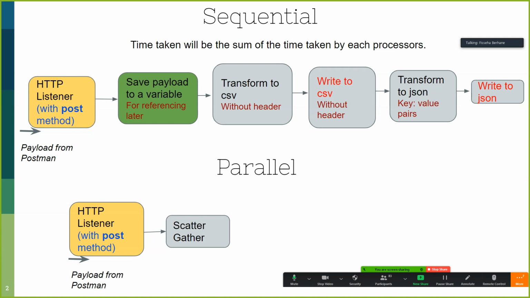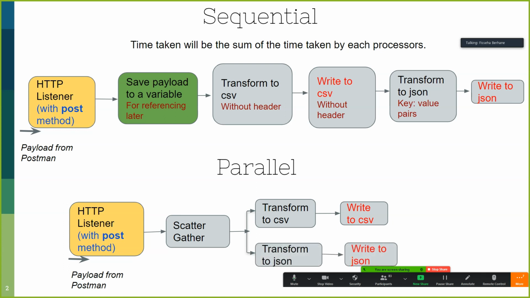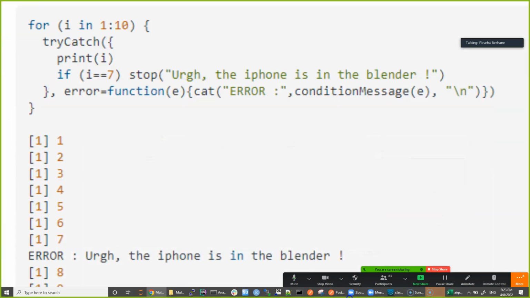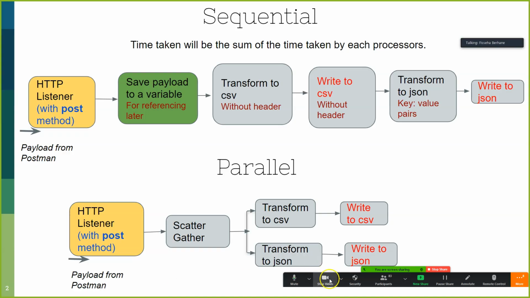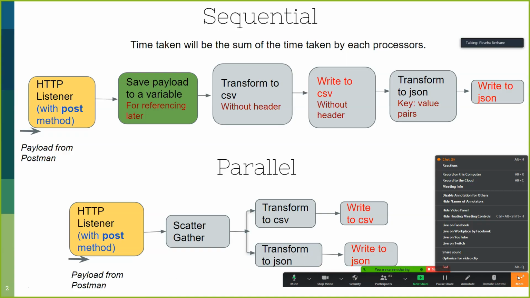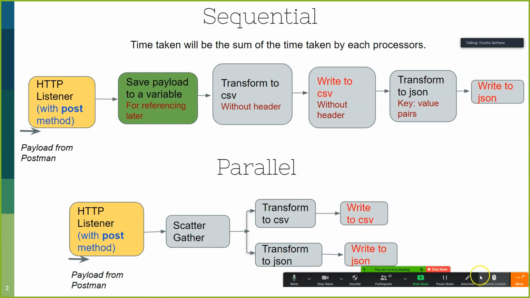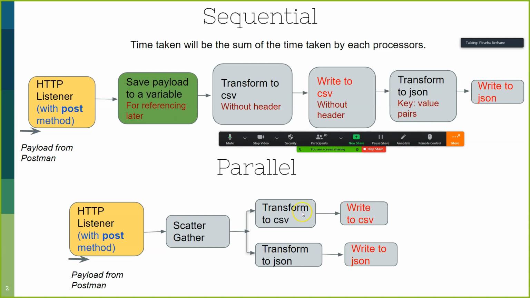Scatter gather sends the Mule event to different routes, and each one of them processes it in parallel. Then at the end, it collects the final output. We use the scatter gather router here, and we have one route which is transforming to CSV and writing to CSV. The other route is transforming to JSON and writing to JSON. So the total time taken by the scatter gather will be the maximum time taken by either of these, the maximum of the two.